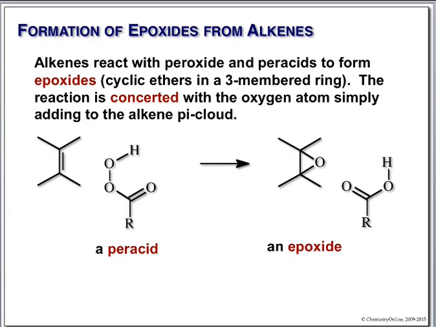Here I have an organic per acid. That's what you usually use. And here we have an alkene. What you do in this reaction is simply take the extra oxygen, if you will, and we're going to add this directly to our pi system to form the epoxide. Do that, we're left with a simple carboxylic acid.